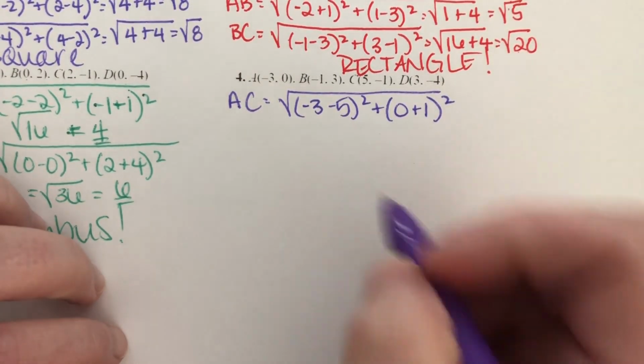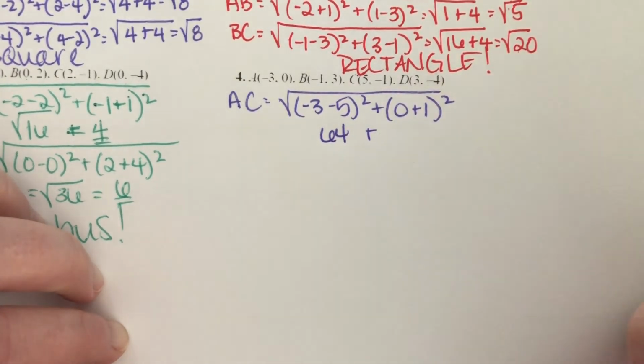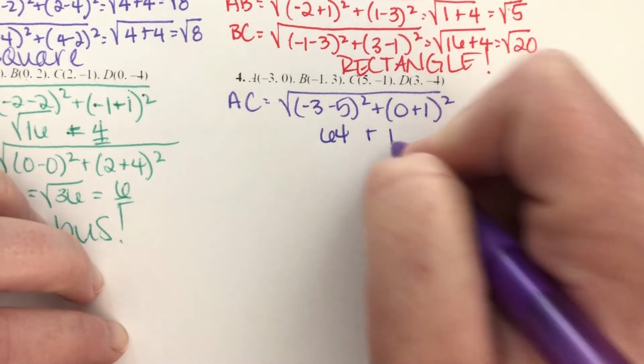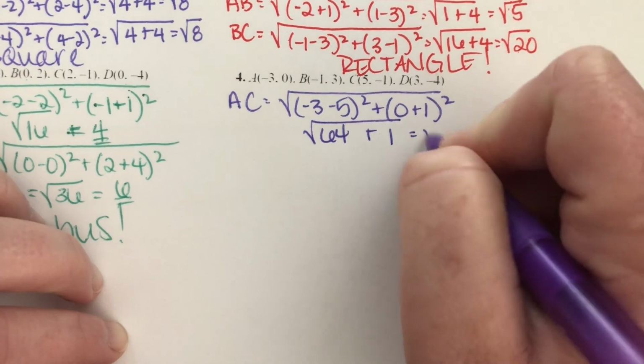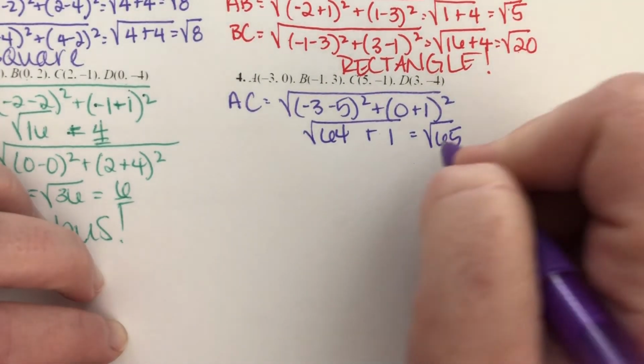All right, negative 3 minus 5 is negative 8. Negative 8 squared is 64. 0 plus 1 is 1. 1 squared is 1. So I get the square root of 65. And I can't simplify the square root of 65, so I'm just going to leave it.